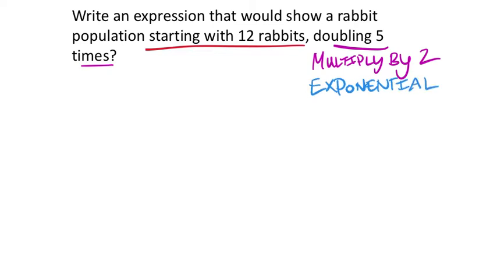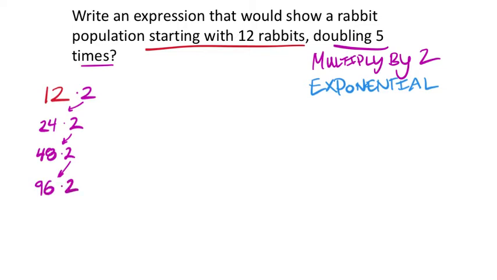Okay, so what we would do here is take the starting value 12, and it says it's going to double 5 times, right? So double means multiply by 2. So if I did this once, I'd take 12 times 2, and after you double those 12 rabbits, you'd get 24 rabbits. But we're going to do this 5 times, so we're going to double it again. 24 times 2, boom, 48. And if I double that, 48 times 2, 96. Now I've doubled that 3 times.